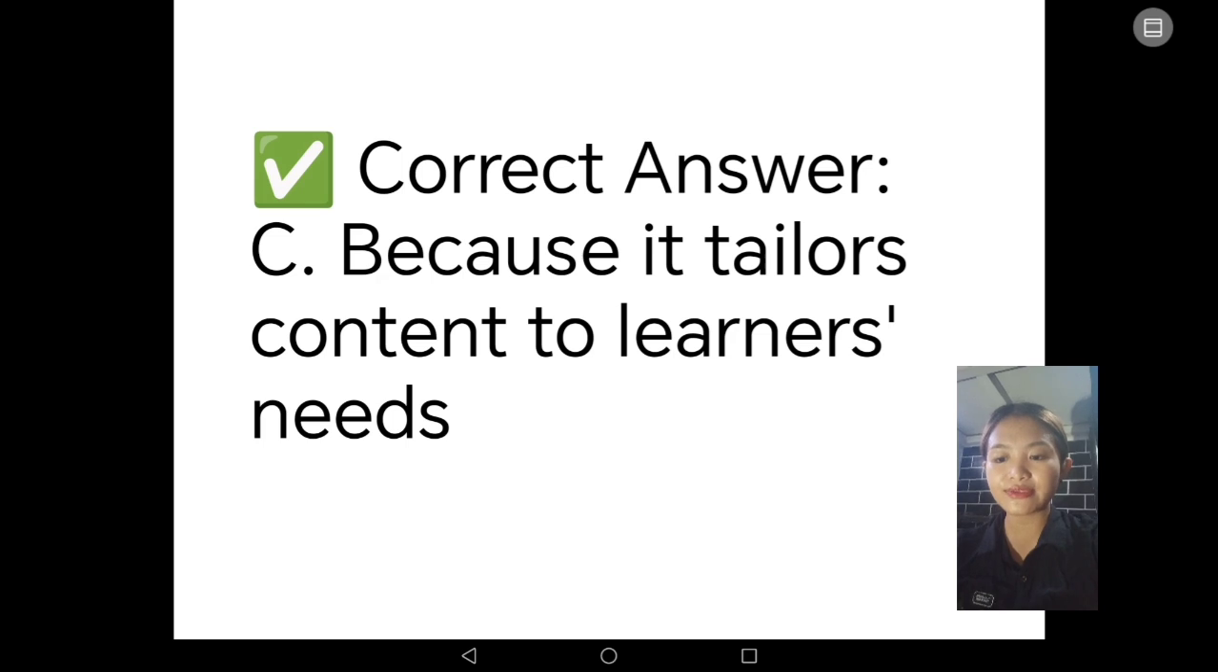So the correct answer is letter C. Because it tailors content to learners' needs. Of course, ESP courses are designed around the learner's goals. So therefore, fields of work or study and real-world language tasks for that specific English or the specific job.